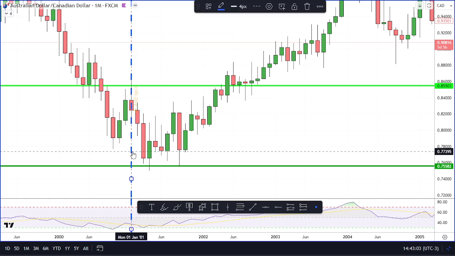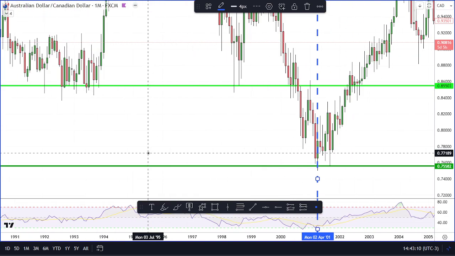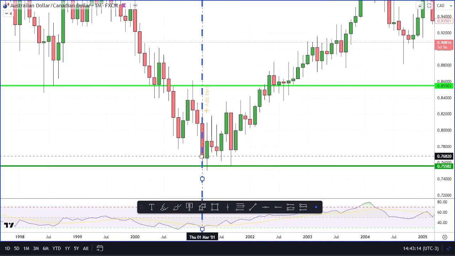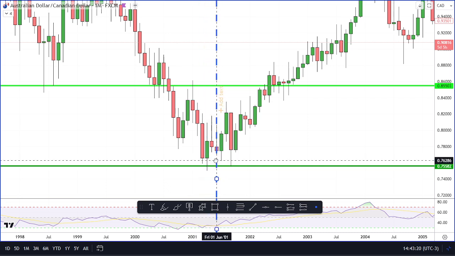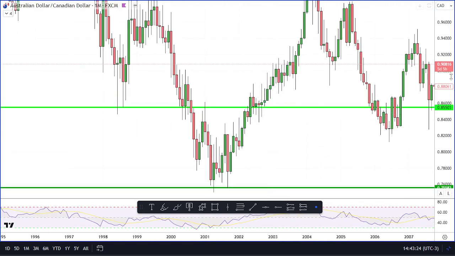What year was that again? That was, yeah, 2001. Was it? Yes, 2001. Yep, right here. Okay, right here, 2001. So the market returned back to that area at the level of support, and from that level the market went all the way back up again.